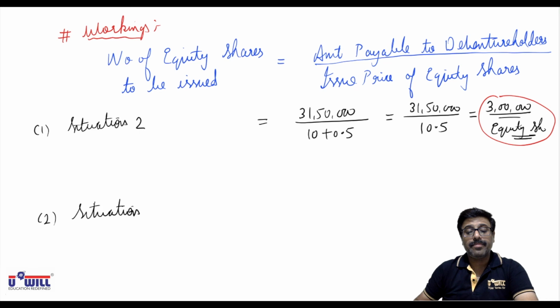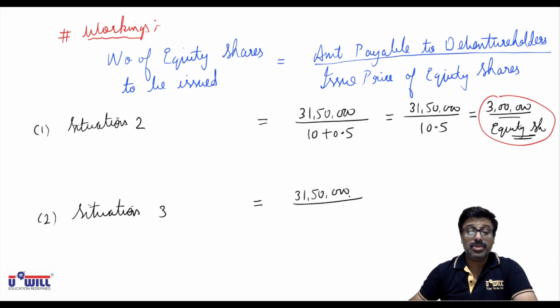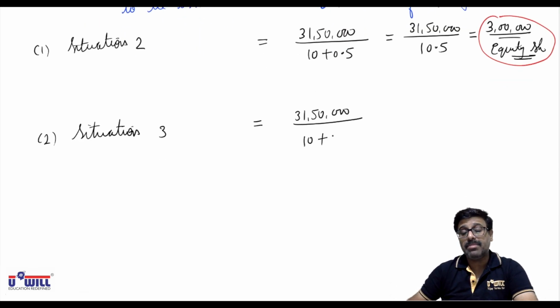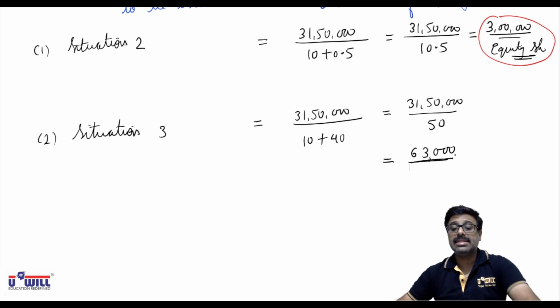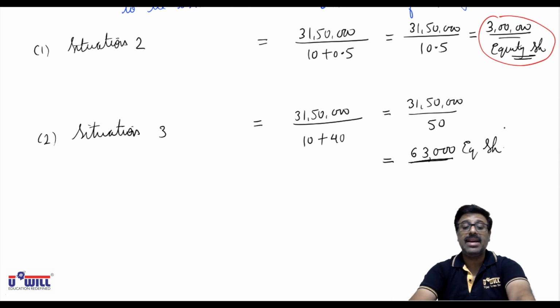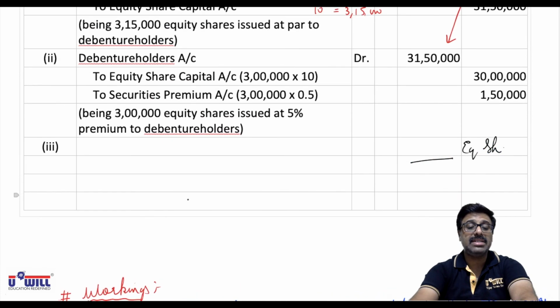Situation 3. Amount payable to debenture holders is 31,50,000 and 40 rupees premium. So face value 10 plus 40 premium, issue price will become 50 rupees. So 31,50,000 divided by 50. How many equity shares would be issued? 63,000. Okay, here 63,000 equity shares would be issued. 31,50,000 divided by 50.